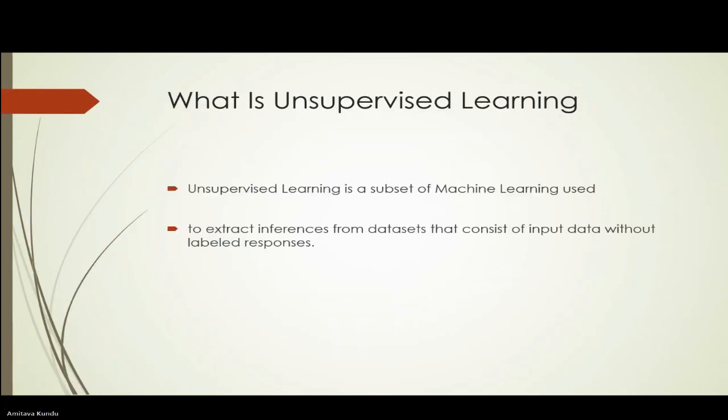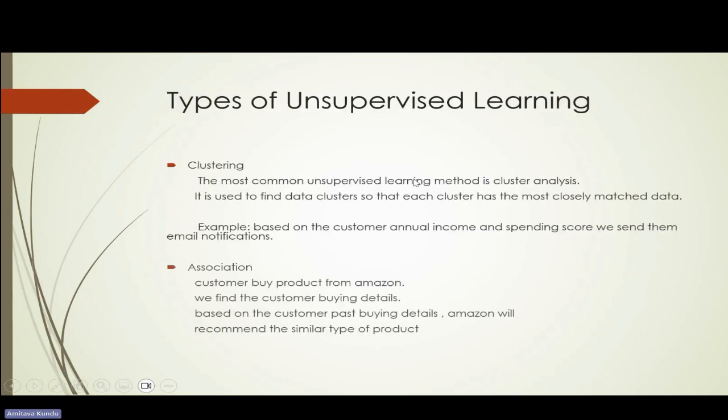Unsupervised learning is a subset of machine learning, and it is used to extract inferences from data sets that consist of input data without labeled response. Means we have been given input, but we don't know the output, right? That comes under unsupervised learning. So these unsupervised learnings are also two types. One is called clustering, another is called association.